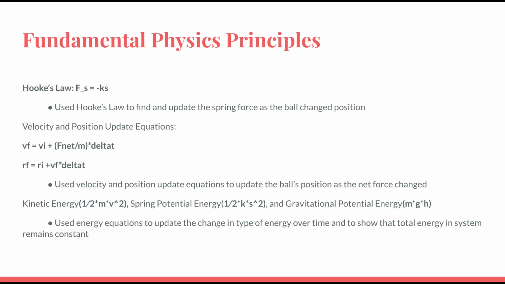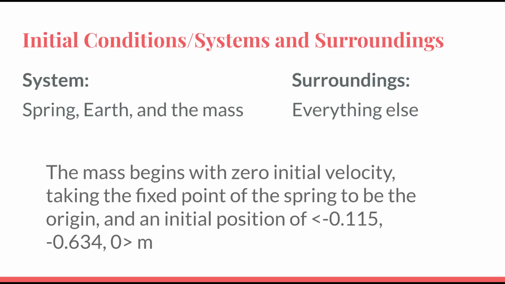Next, I used kinetic energy, spring potential energy, and gravitational potential energy, and I used these equations to update the change in type of energy over time and to show that the total energy in the system remained constant. The system can be considered to be the spring, the earth, and the mass, and the surroundings to be everything else. The mass begins with zero initial velocity, taking the fixed point of the spring to be the origin, and an initial position of <-0.115, -0.634, 0> meters.